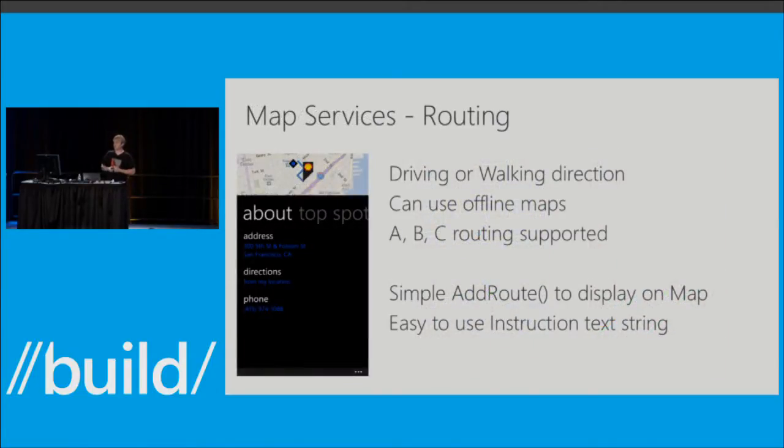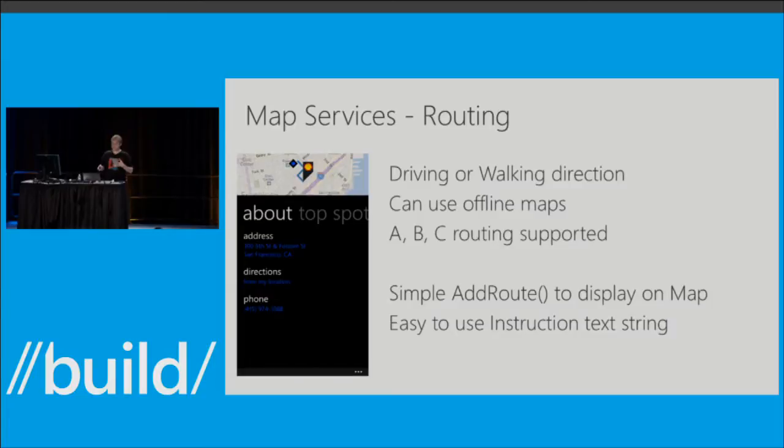So on to services. The first service we have is routing. Routing, just like display maps, is available offline if you don't have a data connection. We provide both walking and driving directions through this API. And also we do multi-waypoint routing. So it doesn't just have to be from point A to point B. We can have multiple points and we'll give you multiple separate legs.